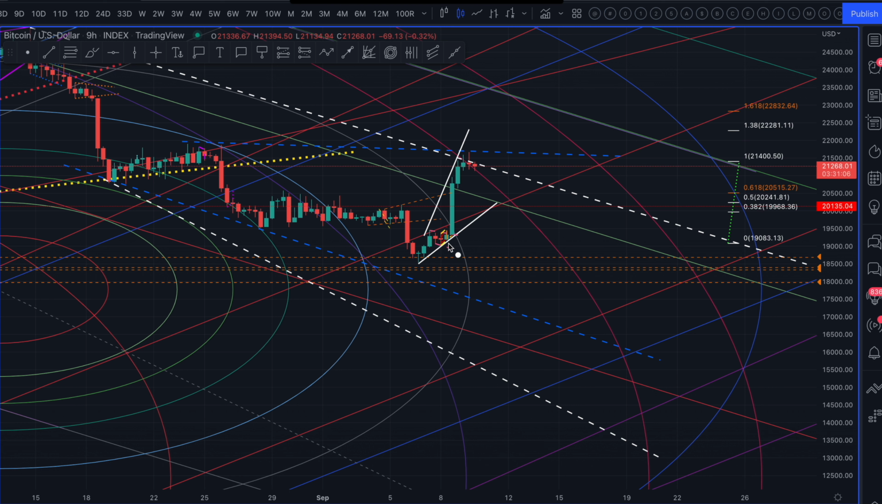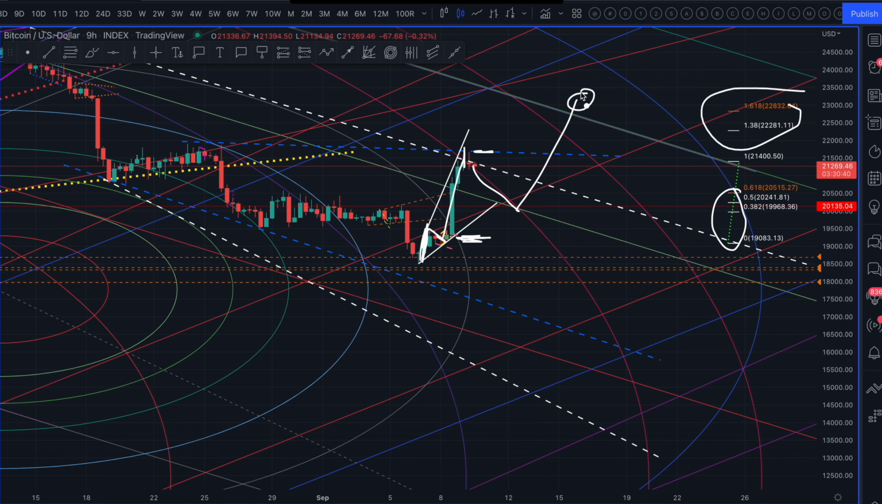And where I got that from is because if this was our first run here, then we retraced, then we did our second run, we've got to measure from the bottom of the second run to the top of the second run to see where the third one's going to go to. So it's telling us we're going to retrace somewhere in here. So we'll retrace, break out of the white wedge, and then we'll go up to somewhere up here out of these two, but it could be as high as 22,832.